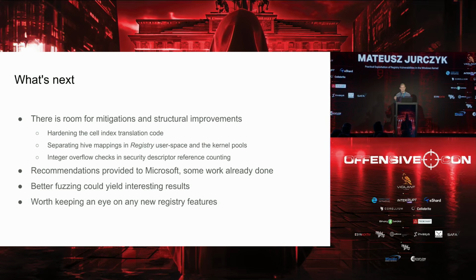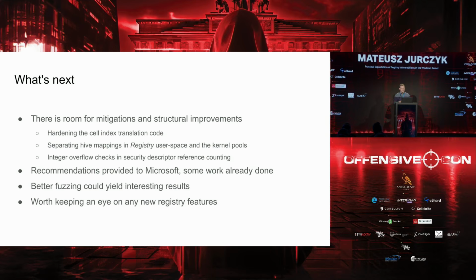Then we could also probably mitigate the third idea with the linear overflows between our own hive and some other trusted data by separating the hive mappings from each other and from the rest of the kernel pools, at least so linear buffer overflows cannot be used to cross the security boundary. Another idea would be to introduce integer overflow checks in the security descriptor reference counting. I provided this and some other recommendations to Microsoft. Some work has already been done, especially on the integer overflow checks, and I'm looking forward to more of it being introduced as well.